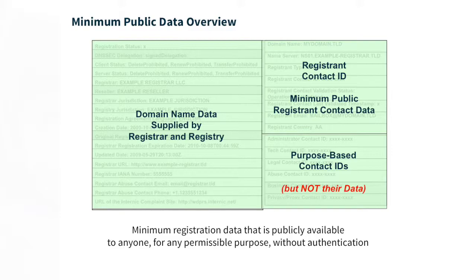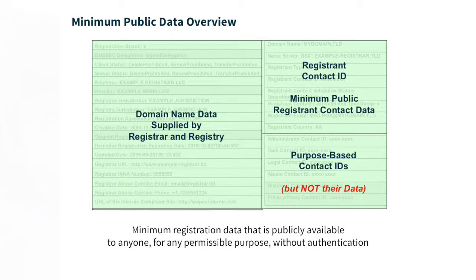If more information is needed, then authentication and purpose would be required. Most RDS data, including most registrant and all PBC contact details, would be gated by default, available only for permissible purposes to authorized users. Moreover, to deter fraud and identity theft, PBCs would maintain and control use of their own data.